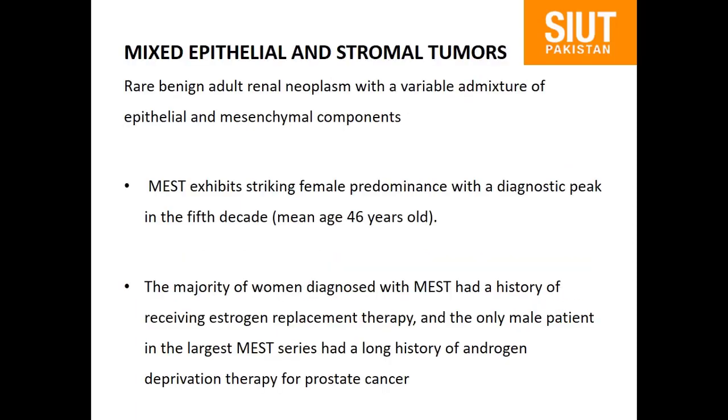Another one is the MEST, mixed epithelial and stromal tumors. It is again rare with few case reports in the literature, but we have seen one at SIUT and presented it in TBM around 3 to 4 months back. So basically MEST exhibits striking female predominance because it has hormonal receptors, and is mostly seen in the fifth decade. Mean age is around 46. The majority of the women diagnosed with MEST had a history of receiving estrogen replacement therapy, and the only male patient, with the largest MEST, was on androgen deprivation therapy for prostate cancer.